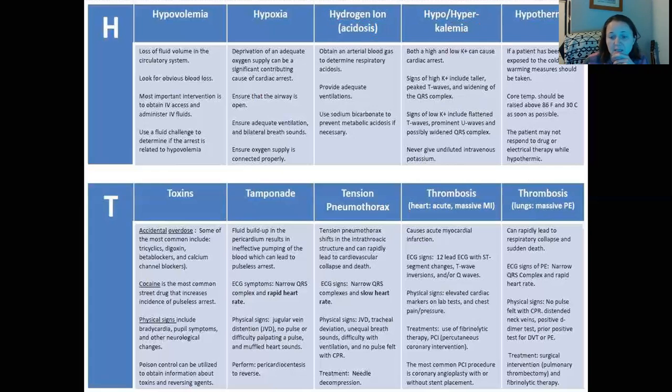Let's see, COPD and had recent flu. My guess is hypoxia. They are hypoxic.